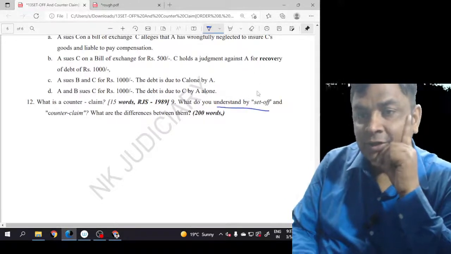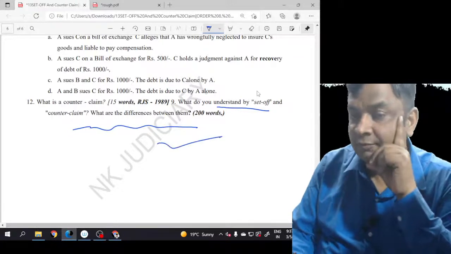What do you understand by the set off and counterclaim? What are the differences between them? We have already done that, you know.